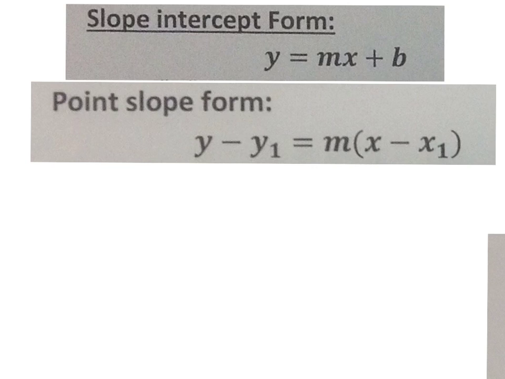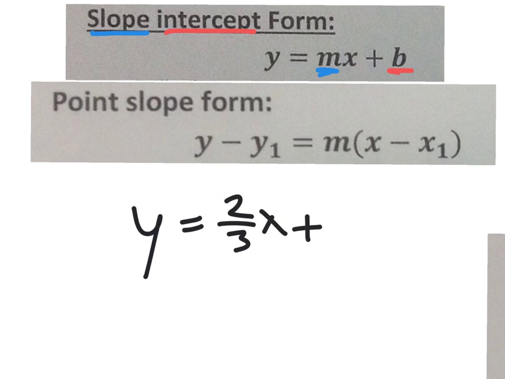Now the reason why we call the first one slope-intercept form is because they give us a slope. You could see it right there, and they also give you an intercept. You could see the y-intercept, which is the b value. So when it's in this form, when you have y all by itself, like for example, let's say you had y equals 2/3 x plus 1, then you don't have to do any math.